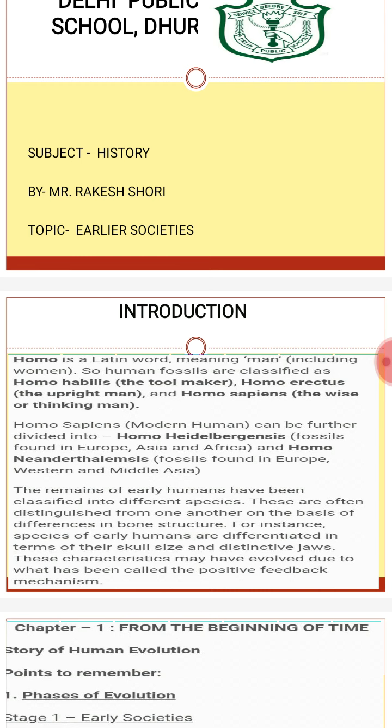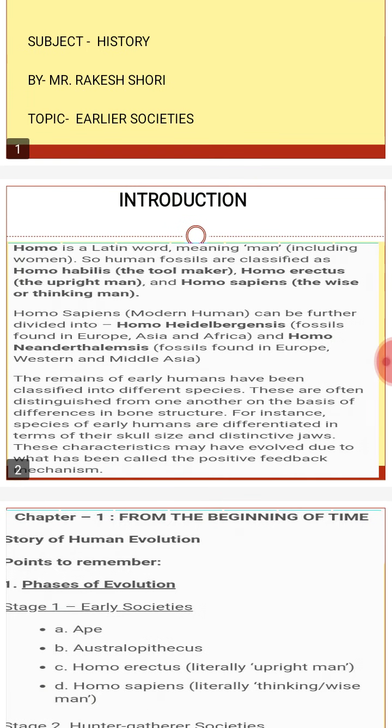The various sources of earlier societies are fossils like rocks, stones, dead bodies of men and women, skulls, etc.